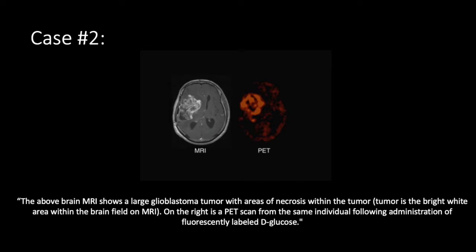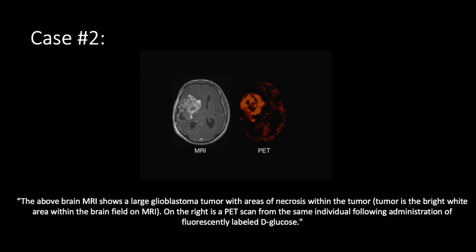The first case we will discuss is case number 2, which deals with the regulation of glucose uptake in normal cells and tumor cells. The case is as follows. The above brain MRI shows a large glioblastoma tumor with areas of necrosis within the tumor. On the right is a PET scan from the same individual following administration of fluorescently labeled D-glucose.